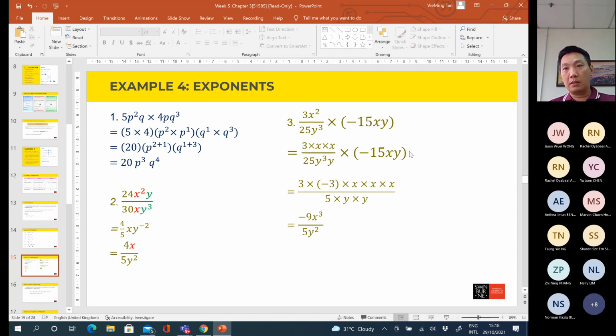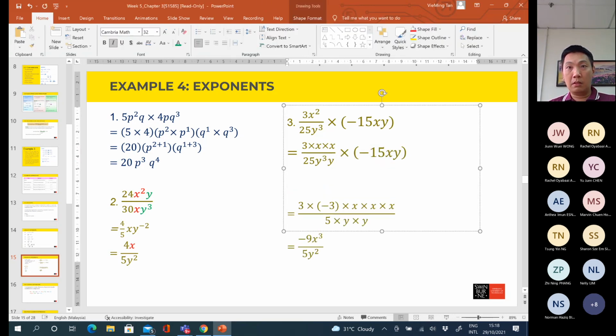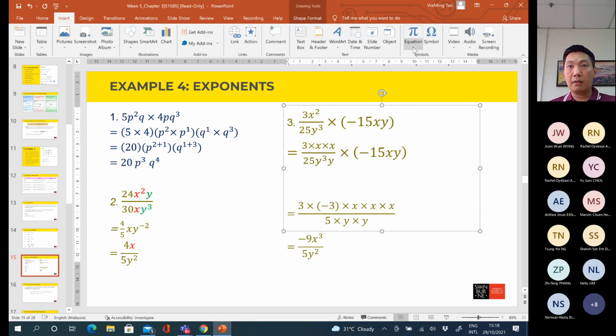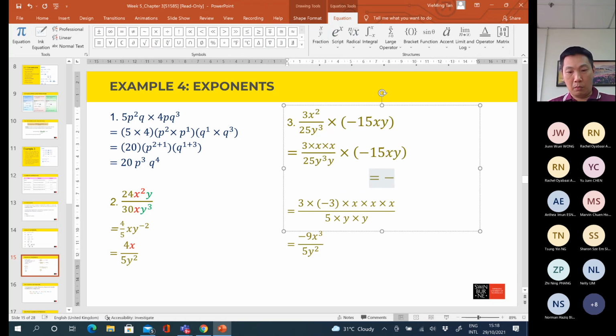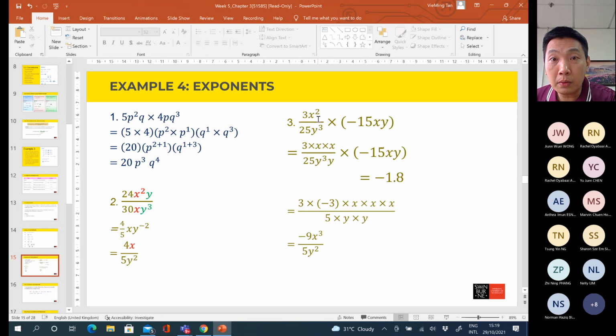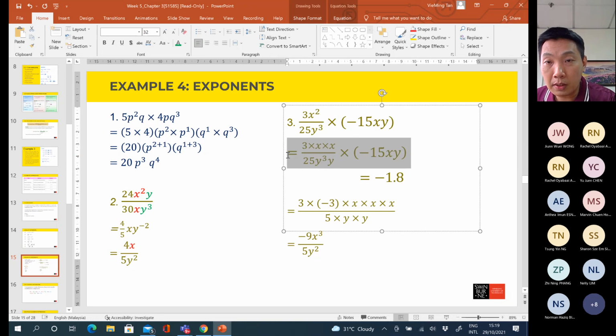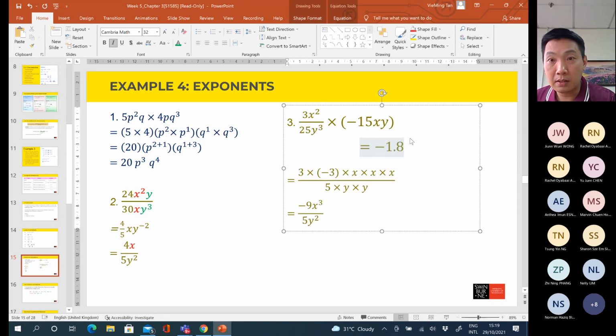Okay, if I simplify, it will be like this. Negative 1.8. This is the number only, 3 multiplied by negative 15 divided by 25. Negative is because of multiplying this number. That's why you get a negative number. Then x. We have x power 2 multiplied with x power 1. So I'll get x power 3. Yeah, so this one is x power 3, because all of the x are in the numerator, right?